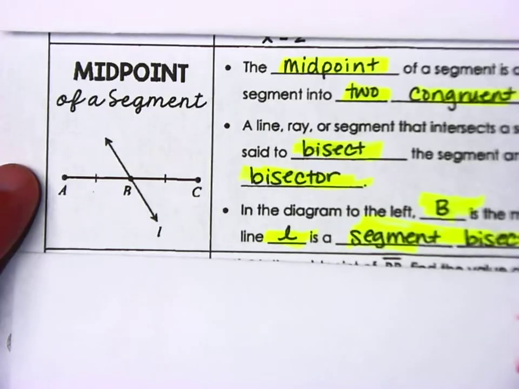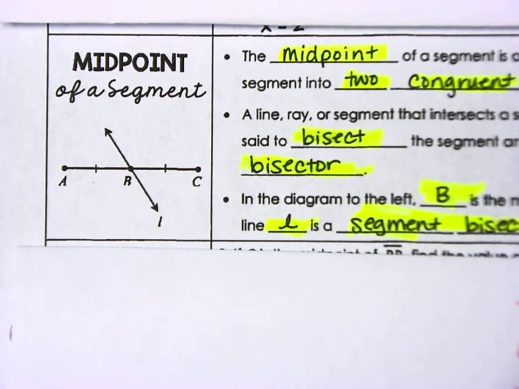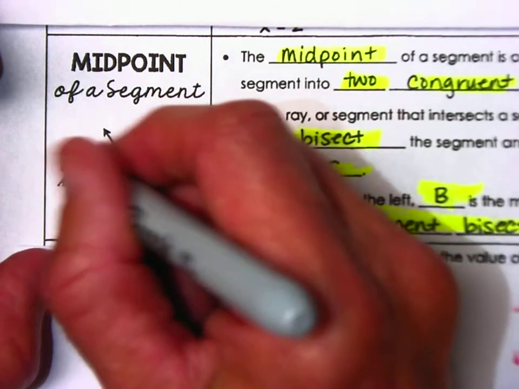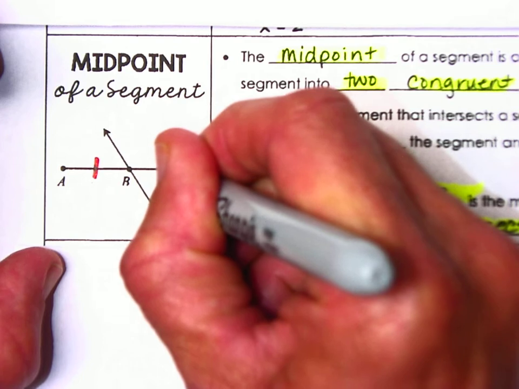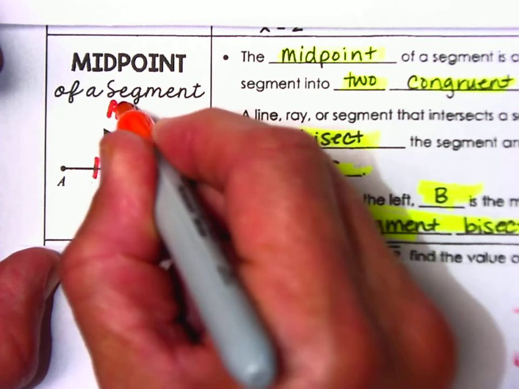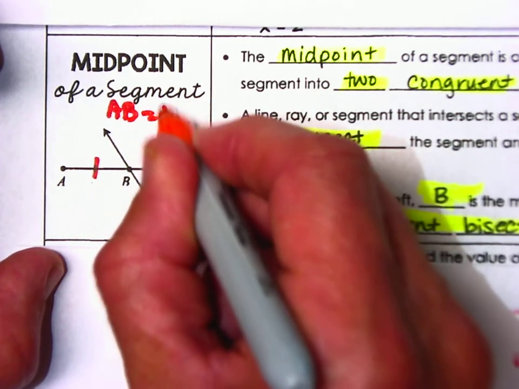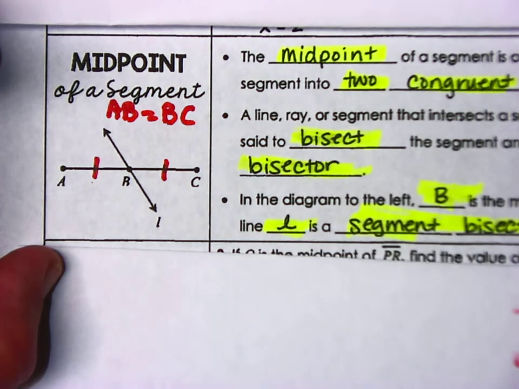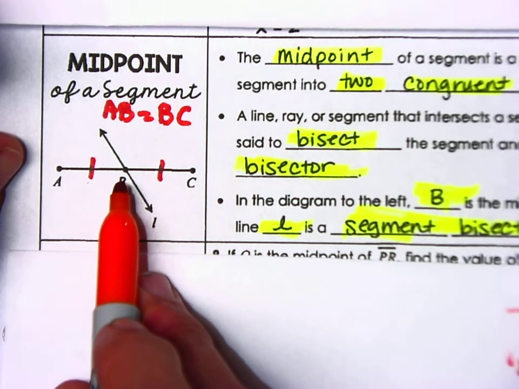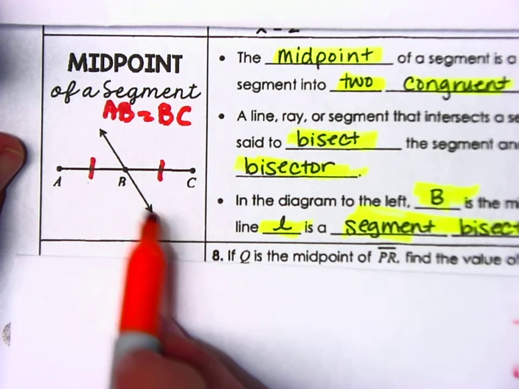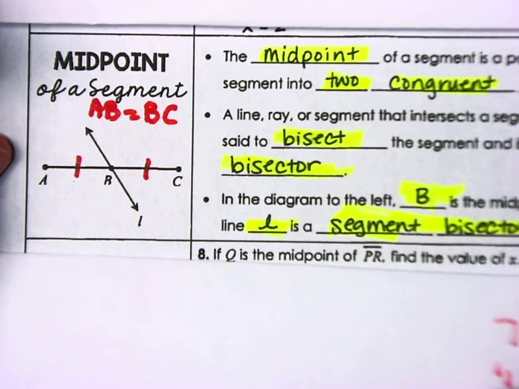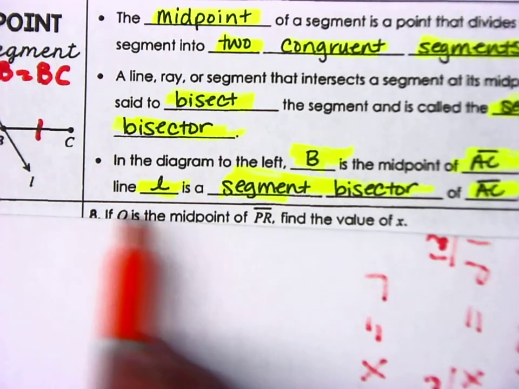I'm going to zoom in on this diagram so you can see what I'm talking about. Look, B is the midpoint of segment AC. The first thing I would do is put one hash mark here and one hash mark here, and that tells you that the length of AB is the same as BC. It's the midpoint, it's in the middle. No reason to make it any more complicated than that. Also, B being the midpoint, because line L goes through that midpoint, line L is the segment bisector of AC, which is what they're telling you in this bottom paragraph.